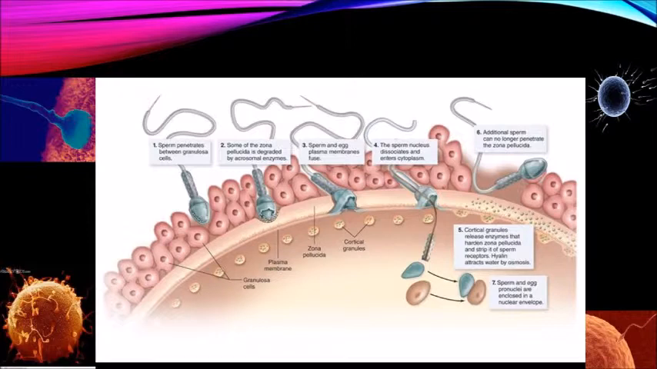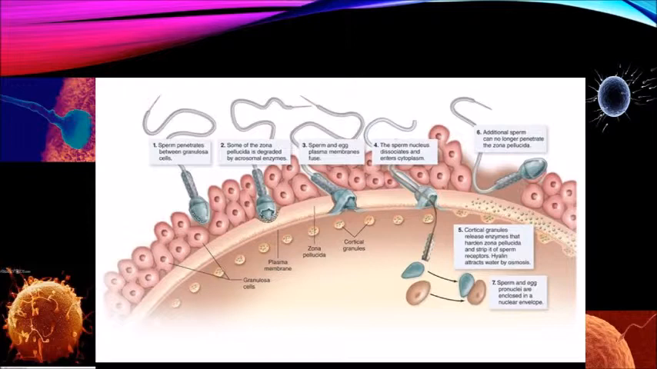Egg activation. When an egg is activated, it builds a defense to prevent polyspermy, when multiple sperm fertilize one egg. If more than one sperm were to fuse with the egg, that would lead to polyploidy, having more than 2 sets of chromosomes, which is incompatible with animals but frequently found in plants.